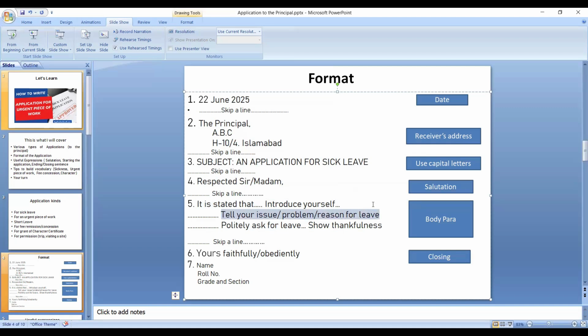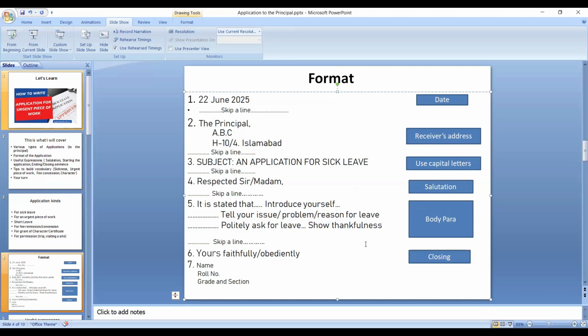Why do you need a leave? So you are to write down the reason here. And once you write down the reason for the leave, then you may politely ask for the leave. And finally, in the body paragraph, you are to show thankfulness to your principal.